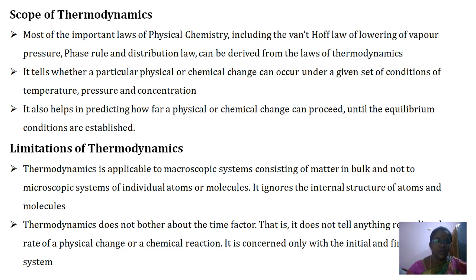It tells whether a particular physical or chemical change can occur under a given set of conditions of temperature, pressure, and concentration. It also helps in predicting how far a physical or chemical change can proceed until the equilibrium conditions are established. Though it has many applications, thermodynamics also has some limitations.